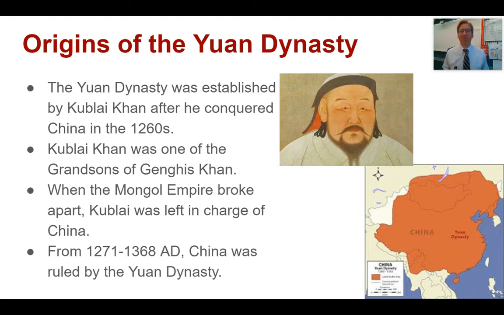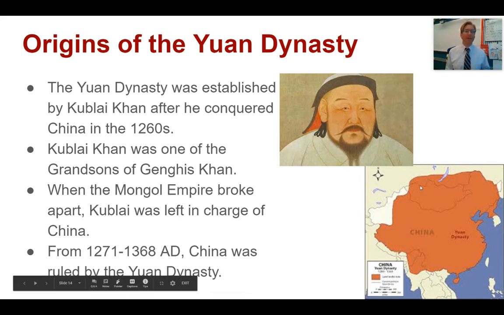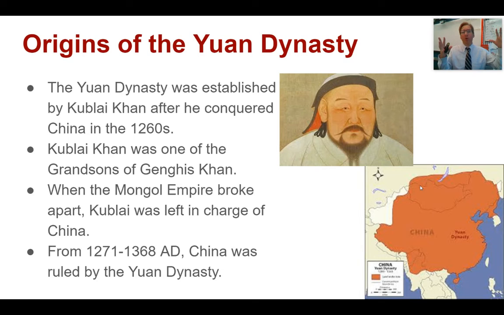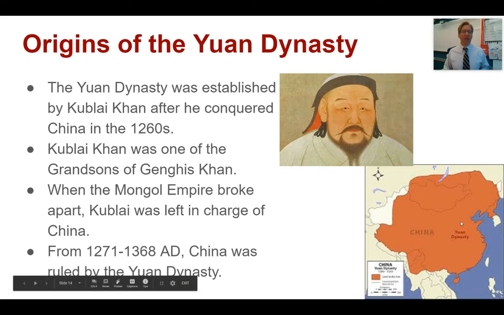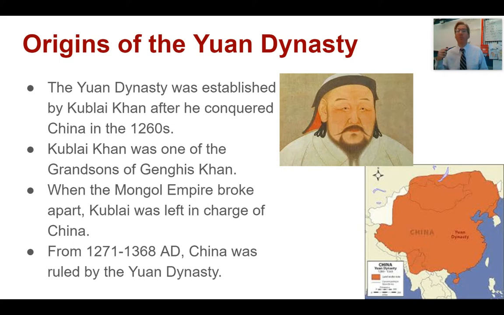The Mongols are a group that we have discussed in this class before, and the Mongols want that wealth. So the Yuan dynasty is established after Kublai Khan, a Mongol, is able to complete the conquest of China and put all of China under Mongol rule. Kublai himself was one of the grandsons of Genghis Khan. And when that Mongol Empire broke apart, Kublai gets to be placed in charge of Mongolia and China. And from 1271 to 1368, China was controlled by Kublai and his descendants, called the Yuan dynasty.